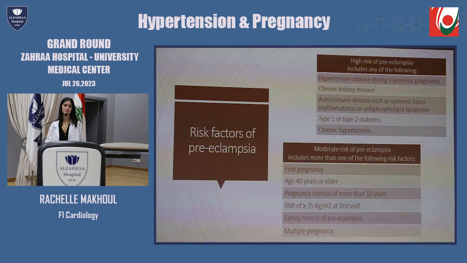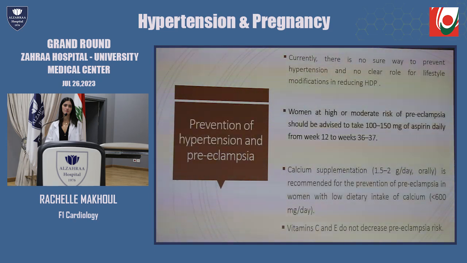Now, what are the risk factors of preeclampsia? Women who are at high risk of preeclampsia have any of the following: either CKD, chronic hypertension, diabetes, autoimmune disease, or hypertensive disease during a previous pregnancy. And women who are at moderate risk of preeclampsia have more than one of the following risk factors: first pregnancy, multiple pregnancy, family history of preeclampsia, BMI more than 35, age 40 years or older, and pregnancy interval of more than 10 years.